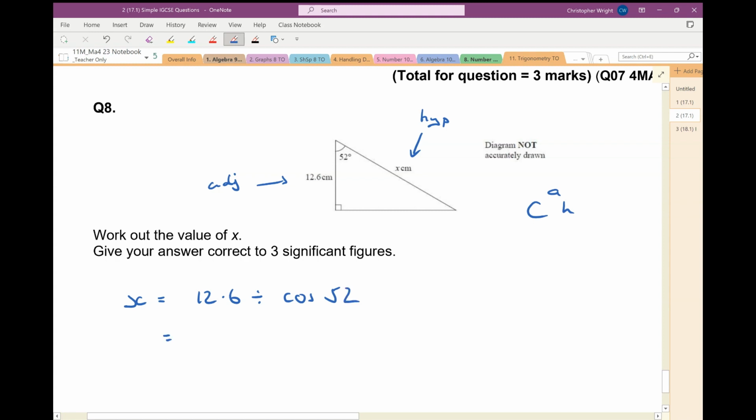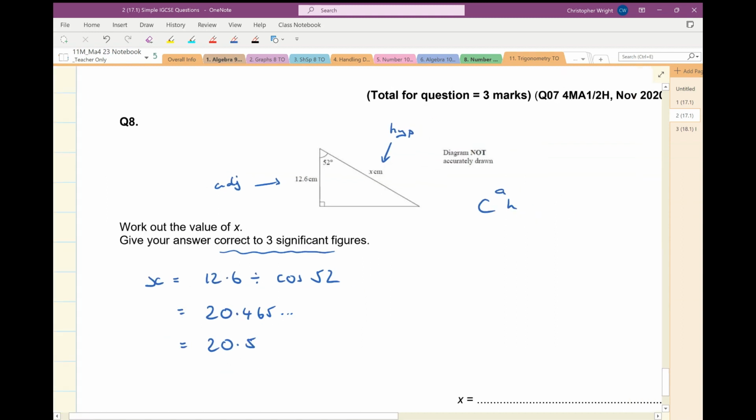Okay, I'll put that in my calculator, and I get 20.465 and so on. And I'm asked to give the answer correct to 3 significant figures. So the answer I'm going to give is 20.5 centimeters for x.